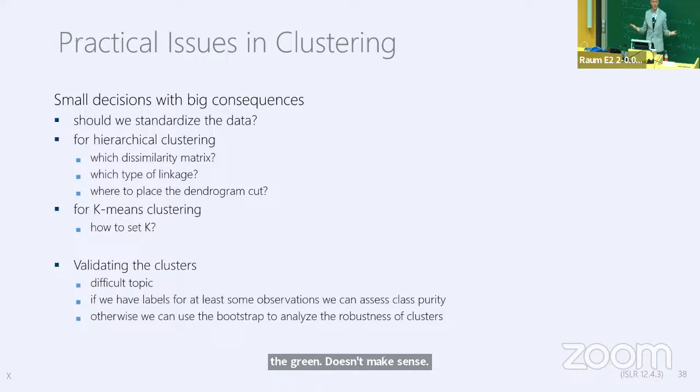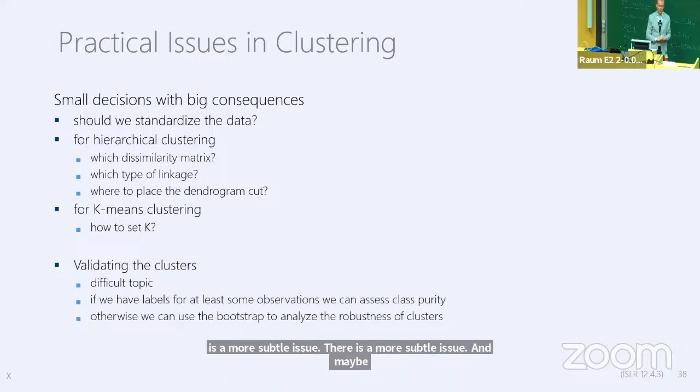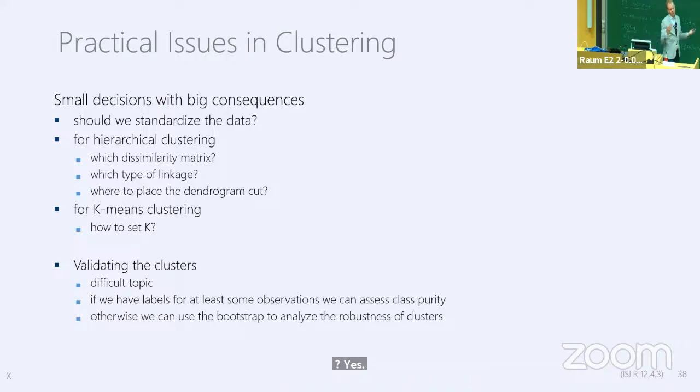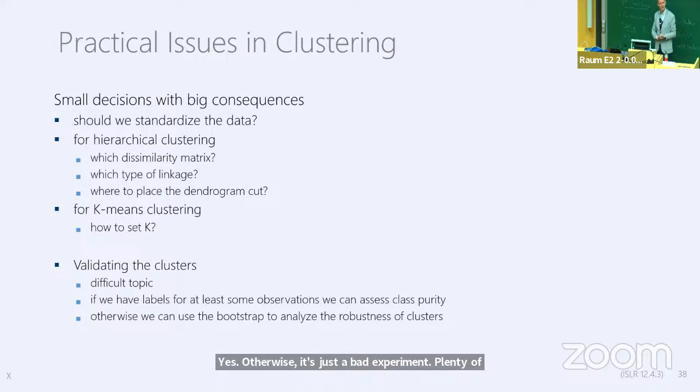Exactly. That's the first one. If we have labels, why would we cluster, right? And there is a more subtle issue. Yes, the labels are excluded before clustering, yes. Otherwise it's just a bad experiment. I mean, plenty of people will do it that way, but that would be a really stupid idea.